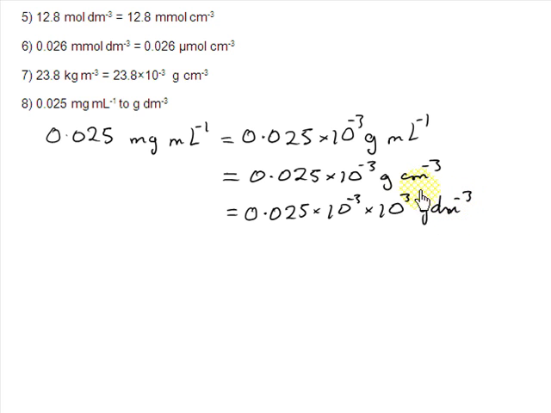So if we have a certain amount of material in 1 cubic centimeter, in 1 cubic decimeter, we will have 1,000 times that amount. So this factor of 10 to the 3 is correct. Then just the powers of 10 become 0. 10 to the 0 is 1. So this becomes 0.025 grams per decimeter cubed.